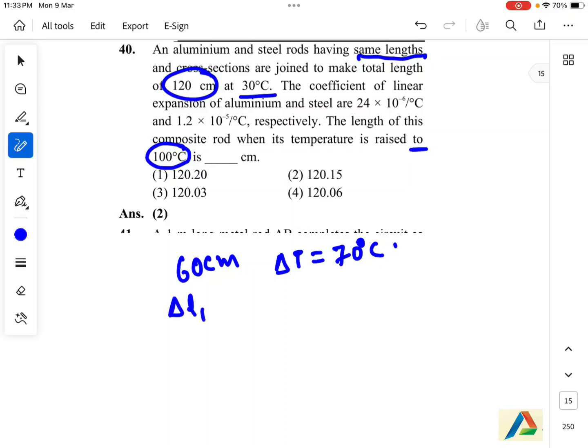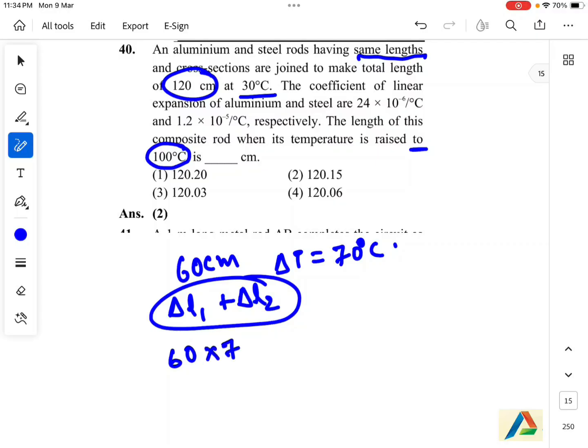You just have to add delta L1 plus delta L2 and finally add it to the original length. So delta L1 is what? L1 alpha delta T and L2 alpha delta T. L is the same, so that will come common. Alpha is different, but delta T is the same, so that will also come common. Inside this, you will have alpha 1 plus alpha 2. That is 24 into 10 power minus 6 plus 1.2 into 10 power minus 5.